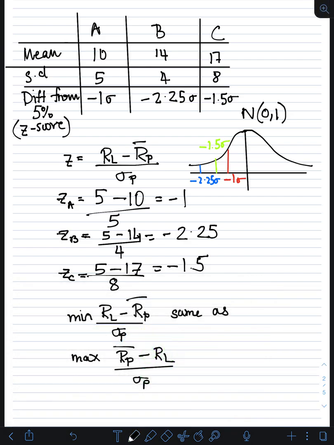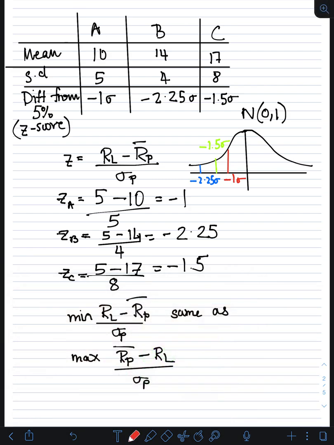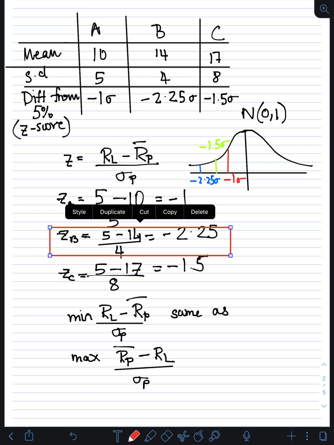But anyway, if our goal is to minimize the probability, we're trying to go as far left as we can. The one that's going to give us that is portfolio B. Portfolio B is the one that we're going to choose because that's as far left as we can. Let's try to make it into a box. Let me try one more time, just so that we can make a rectangle. There we go. Portfolio B is our choice.